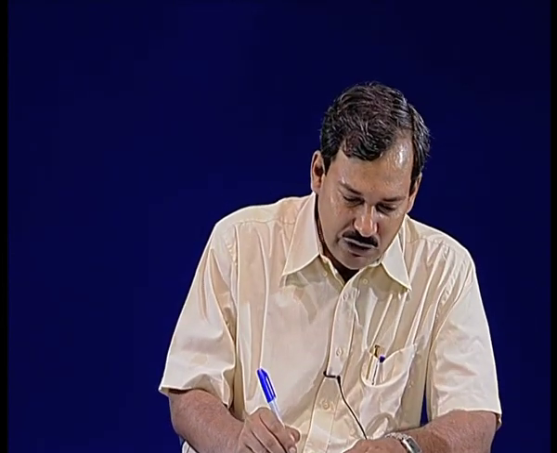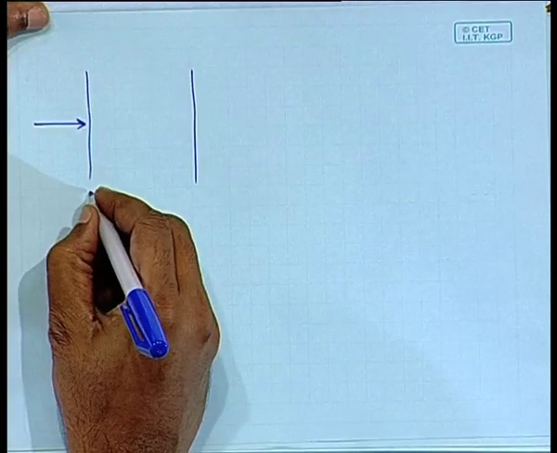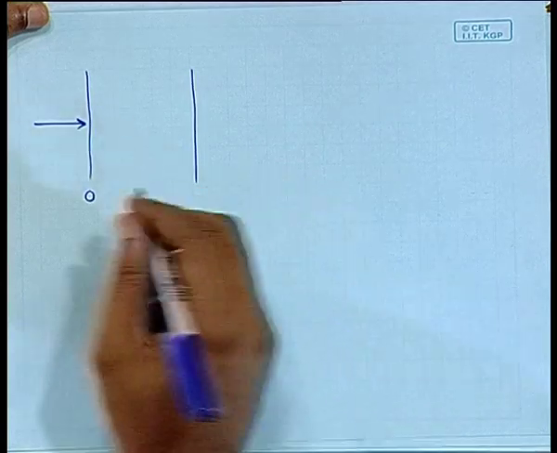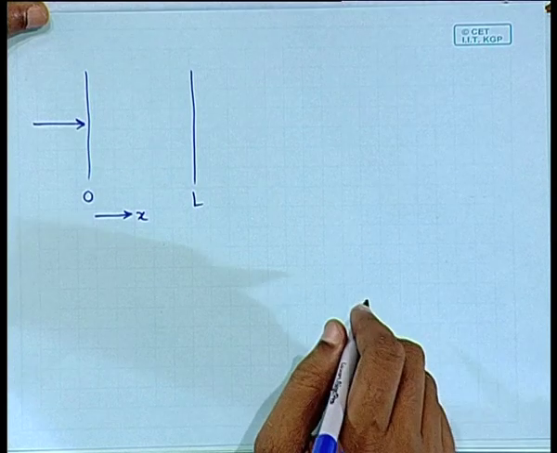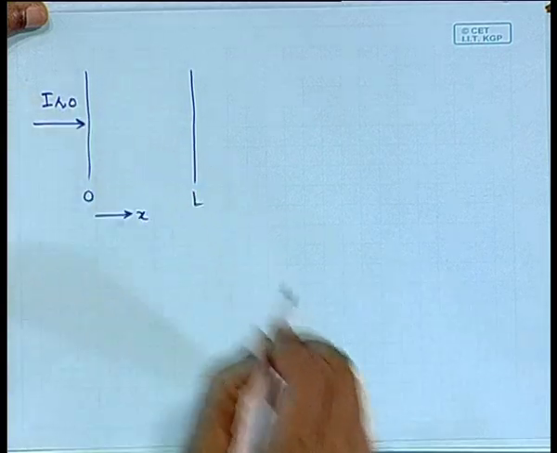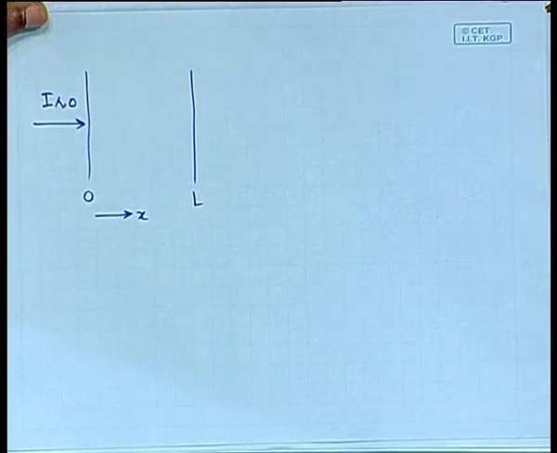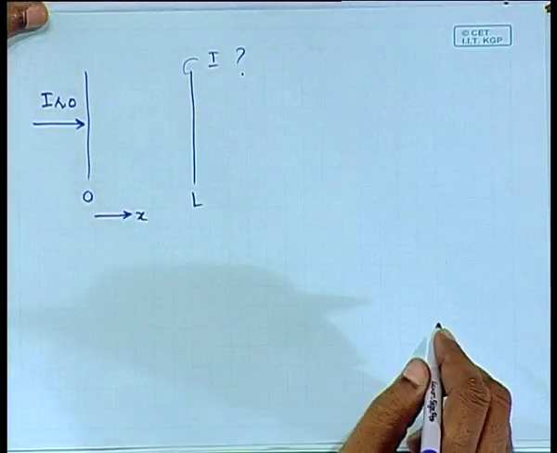Now, does anyone know the name of the law that gives the reduction in intensity with distance traveled? Let me heuristically derive the equation and then maybe you would be able to tell me. Let us say this is my surface 1 which is situated at 0, and this is x, and I have the second surface at L. The intensity of radiation is I lambda, and I would like to find the intensity when it reaches surface 2.